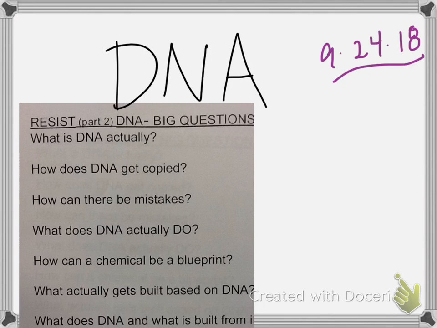So we've got this question out there, what is DNA actually? How does it get copied? Because we kept saying, well, there can be a mistake in copying, that's a mutation, and that can lead to a bacteria being different. But how does it actually get copied? Isn't there some sort of error check? Don't you check for mistakes when you copy something? So how can there be mistakes? What does DNA actually do?